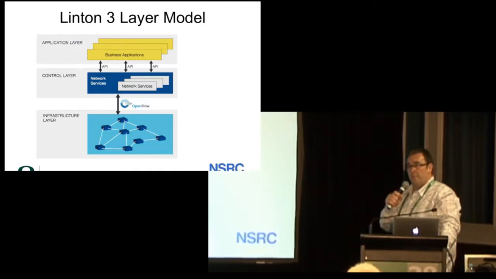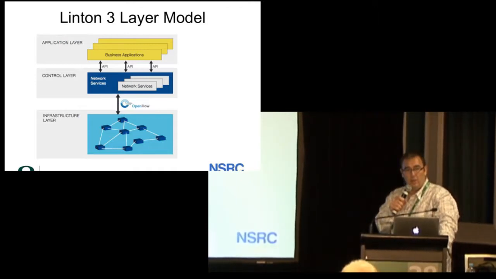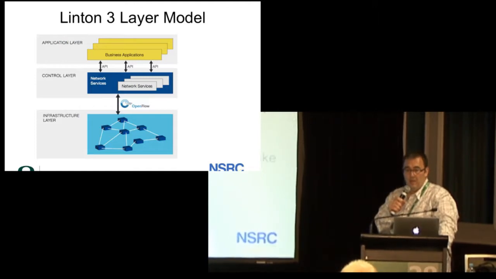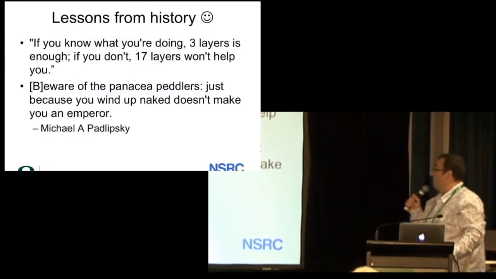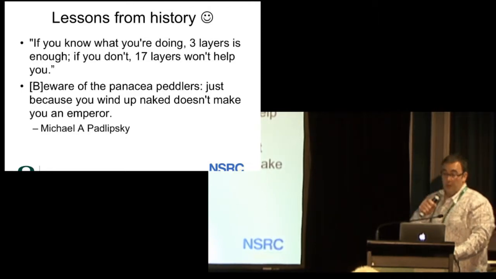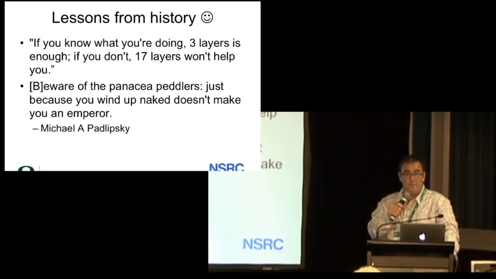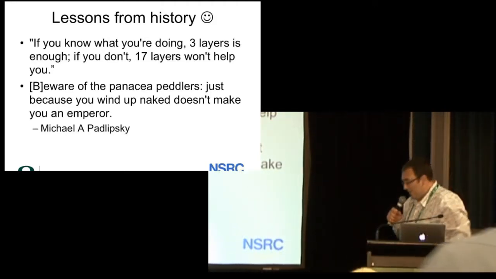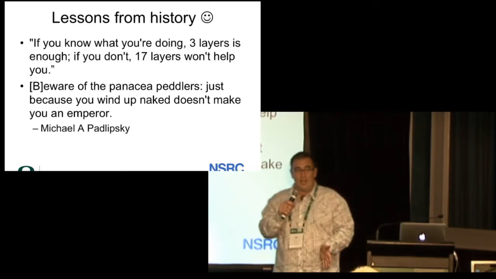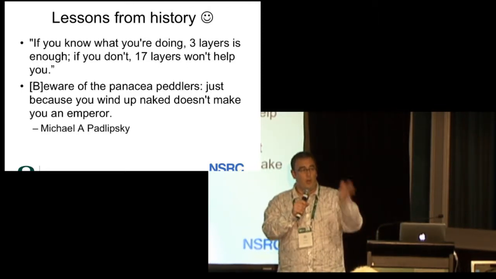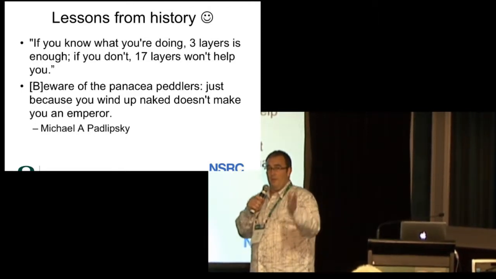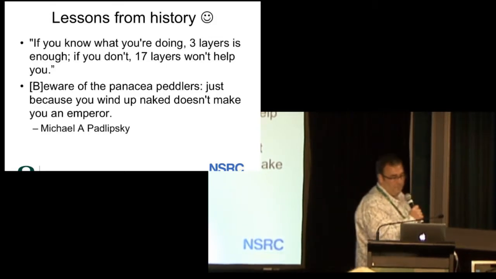So that seems a very simplistic way of looking at our network. Much more simple than maybe the 7 layers or more that we're used to dealing with today. But here's a couple of quotes from Michael Poplitsky. If you know what you're doing, 3 layers is enough. If you don't know what you're doing, 17 layers won't help you. Okay? So if you know what you're doing and you're careful about this, and remember you're only dealing with the features and software that you actually want to deploy, then 3 layers is fine.